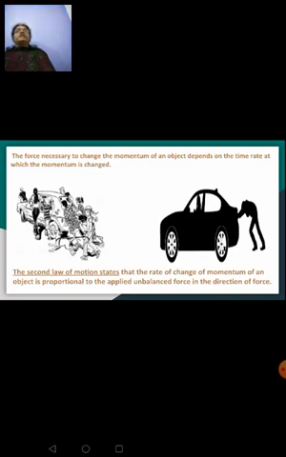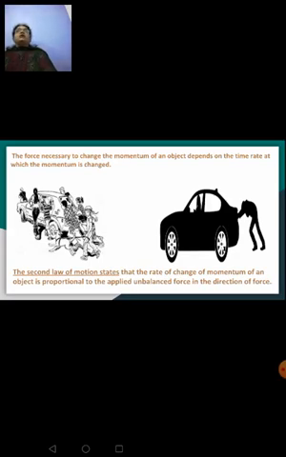So when the force is applied for a longer period of time, the momentum is also going to increase at a greater rate, right? So when you apply the force for a longer period of time, the change in momentum is also going to take place. So according to Newton's second law, the rate of change of momentum is directly proportional to the applied unbalanced force.